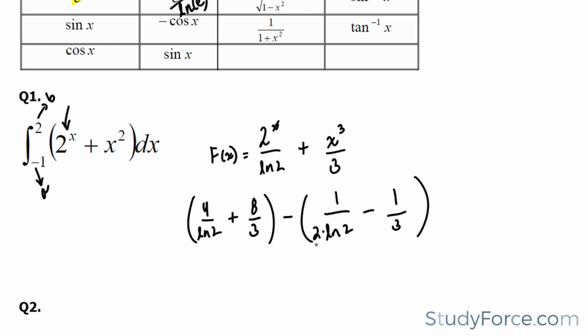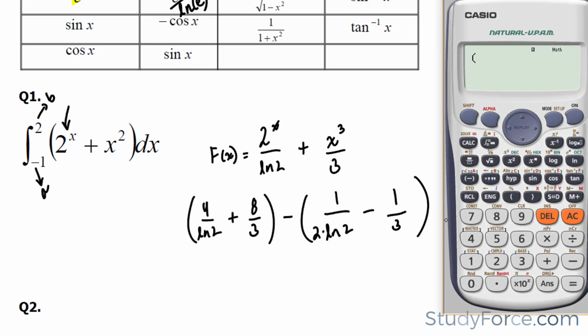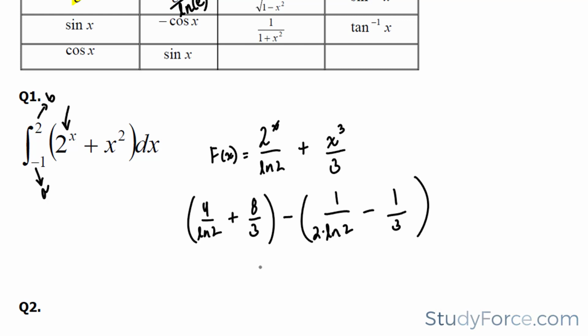I'm going to evaluate this in our calculator. Bracket this first term, close that, minus a third. And if you do that correctly, you end up with 8.42. 8.42. Let's move on to question 2.